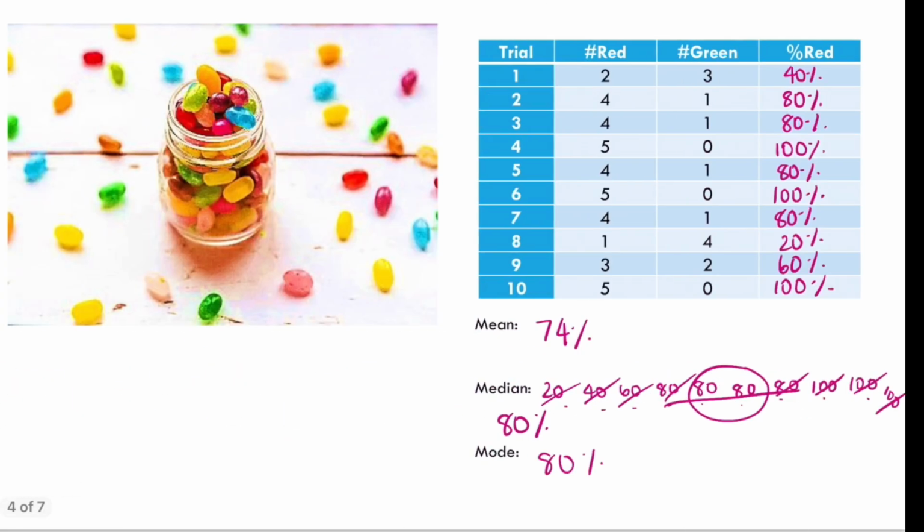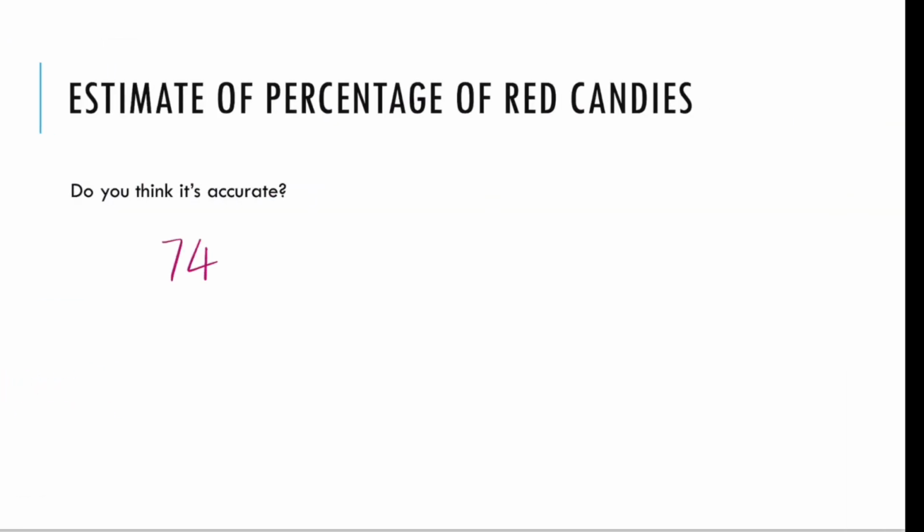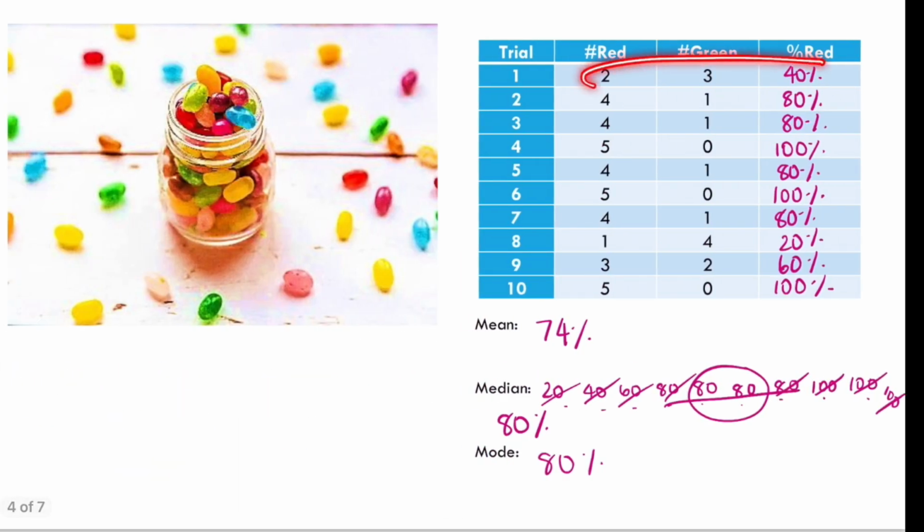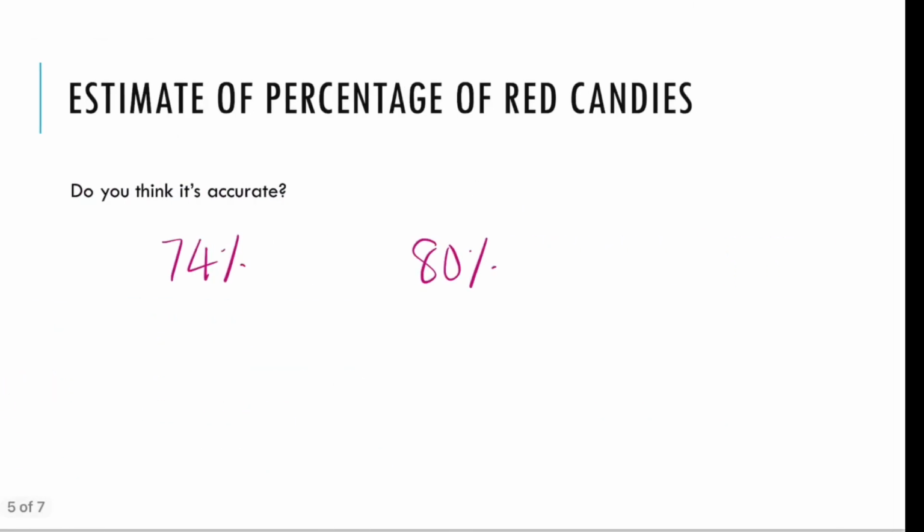So some people might use the mean. They might say 74%, and others might say 80%. The actual mean that I had in mind when I did this trial was 80%. But as you can notice, they're pretty close. It's not terribly wrong to say the mean, but it's not 100% accurate. It's closer than it would be if I had just taken the first trial and said, oh, it's 40%. That's so far off. So sometimes the mean helps, sometimes it doesn't.